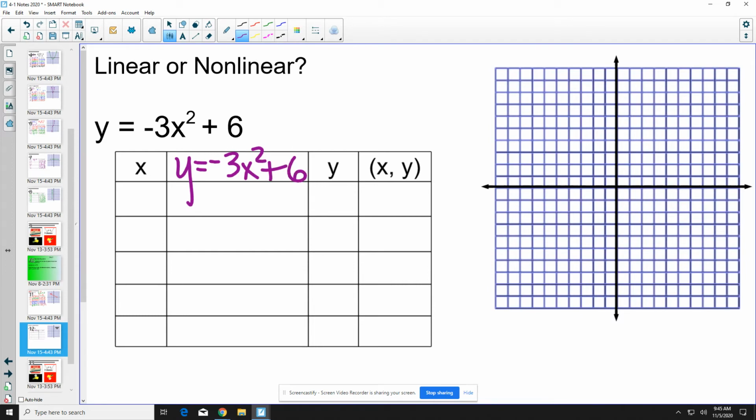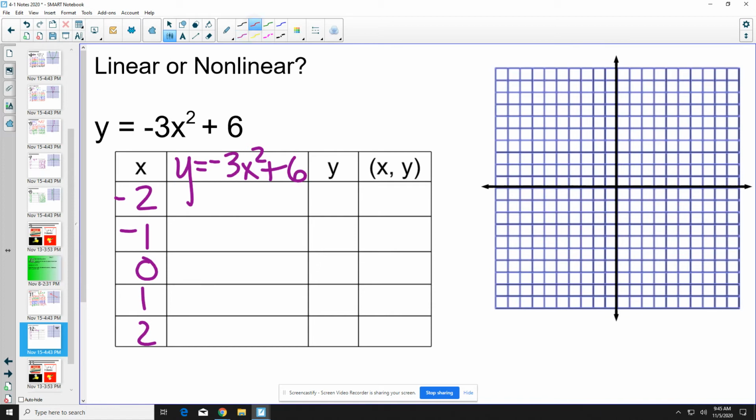Y equals negative 3x squared plus 6. In this equation, I'm going to take x to the second power, then I'm going to multiply by negative 3, and then add 6. It's really a good idea to choose positive and negative numbers, so let's do this. Let's put negative 2, negative 1, 0, 1, 2 in for x.